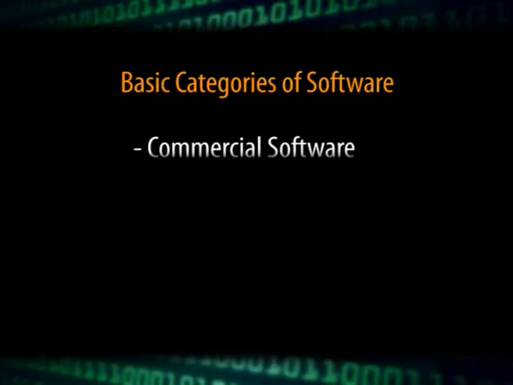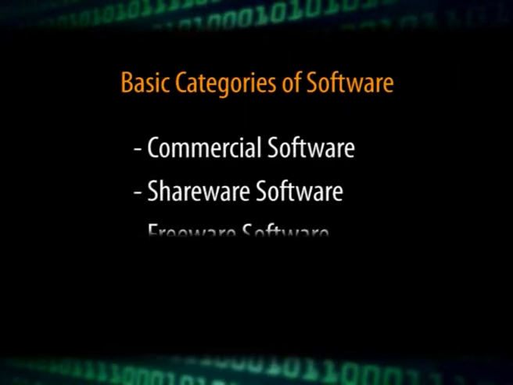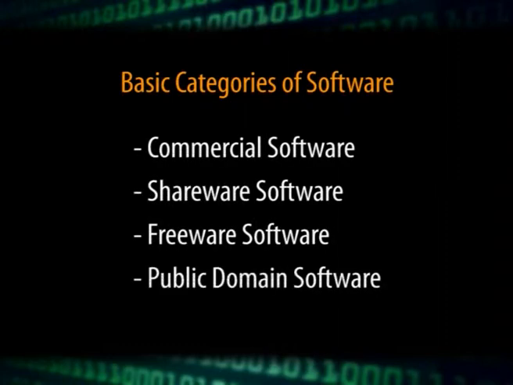There are four basic categories of software. The first category is commercial software, next is shareware software, third is freeware software and the fourth is public domain software. Each of these types of software has different ownership rights and are discussed next.